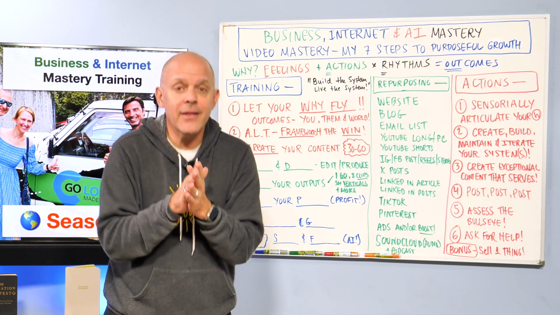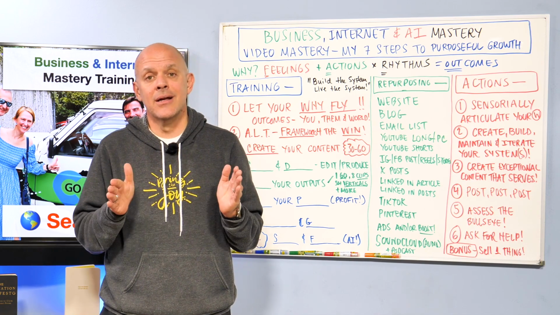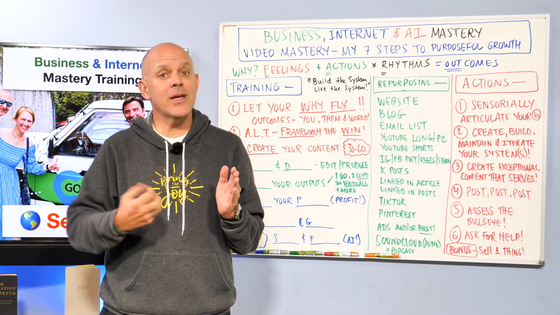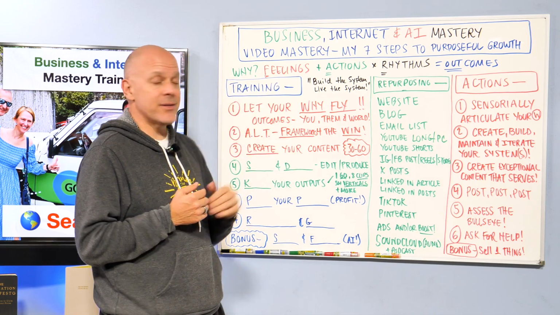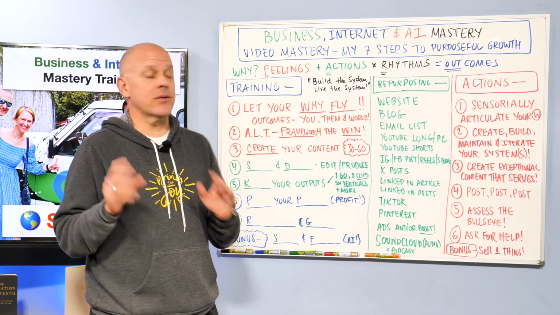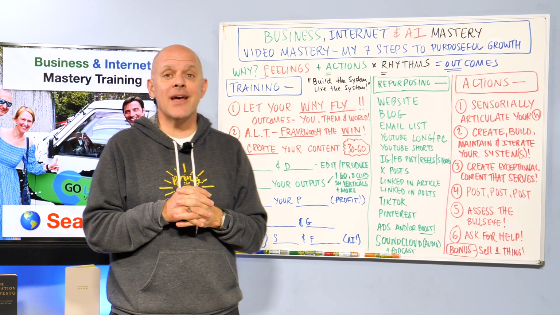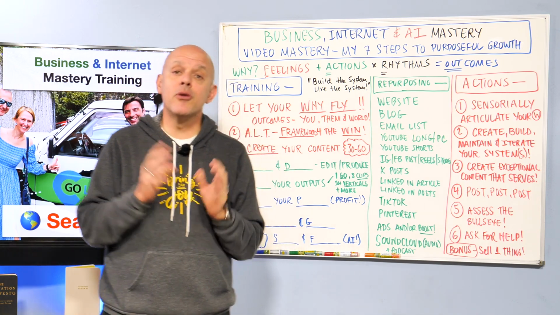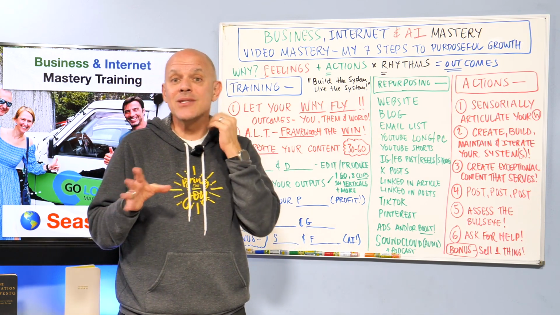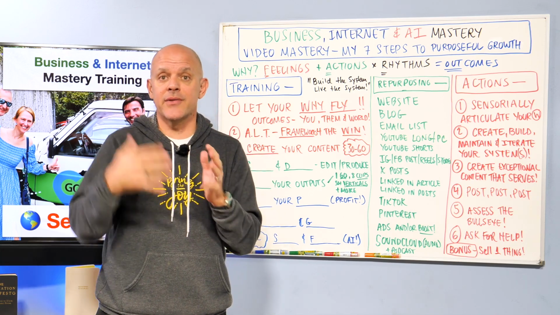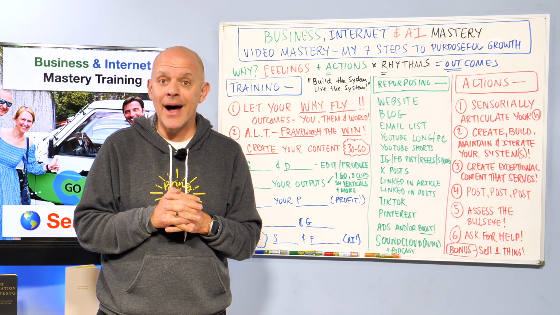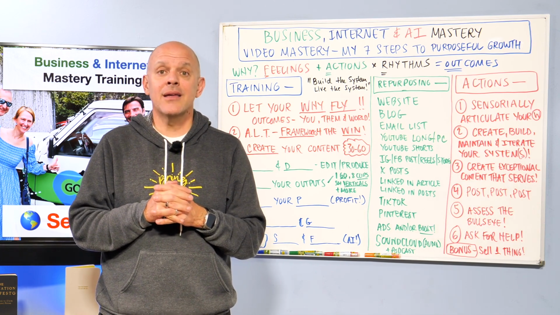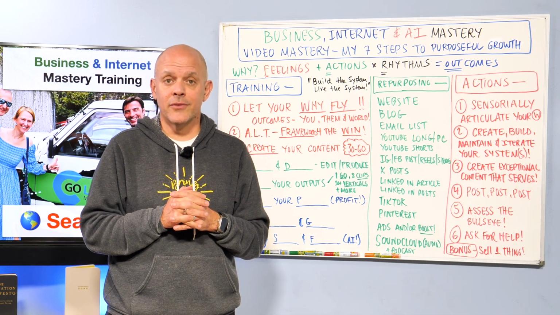Today, specifically in the last 2 years, it's never been easier to create frameworks because we can go into AI and say, listen, I'm teaching business internet AI mastery. The theme of this particular training is video mastery, my 7 steps to personal or purposeful growth. And here's some of the ideas that I have. Can you build out a 7-step framework for me? Can you give me some framing about big picture why? Why is it important to do this? Can you help me build an action list for this?